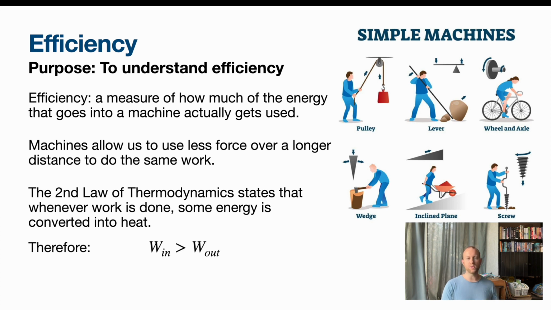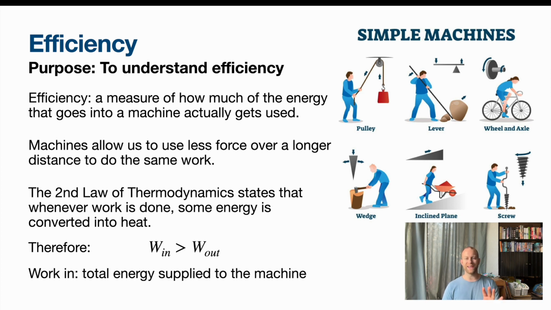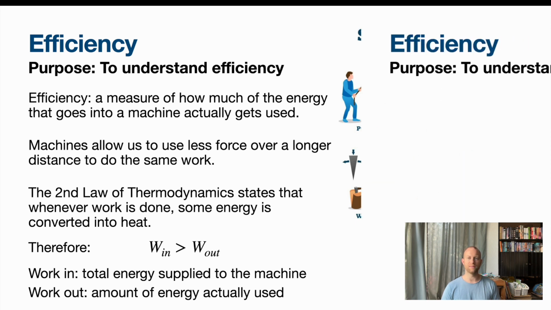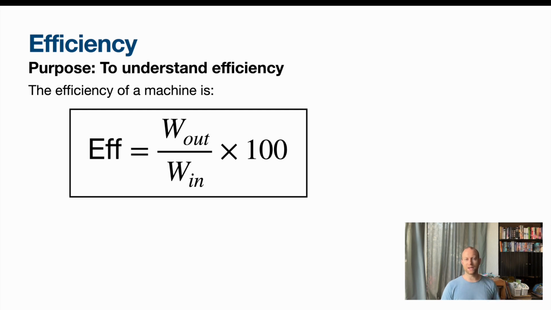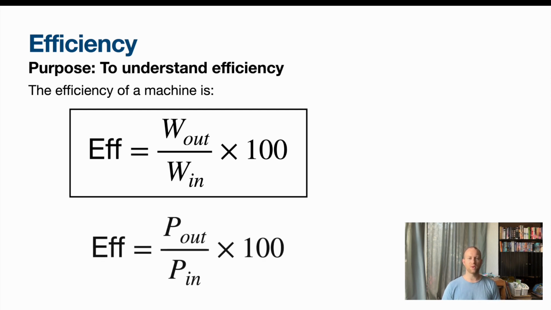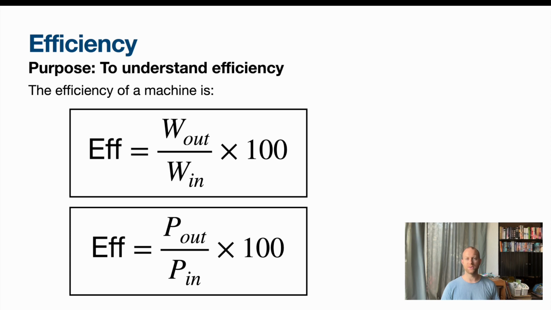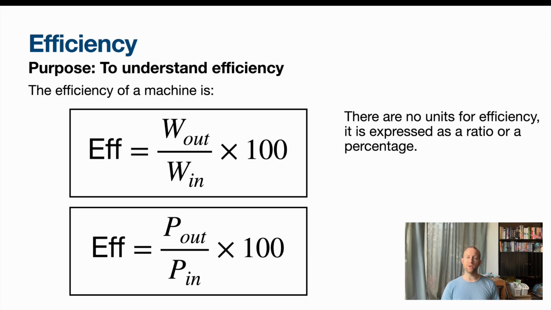So the work into the system, the amount of work you put in, is going to be more than what you get out. The work in is the total energy you put into the machine, and the work out is what actually gets used. So what actually gets used in your machine should be less than what you put in. The equation is efficiency equals work out over work in times 100, or power out over power in times 100. Either one will give you the same efficiency. There are no units for efficiency since it's work over work, or power over power, and the units cancel.